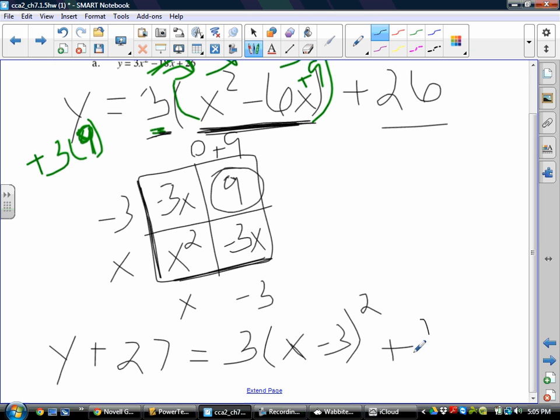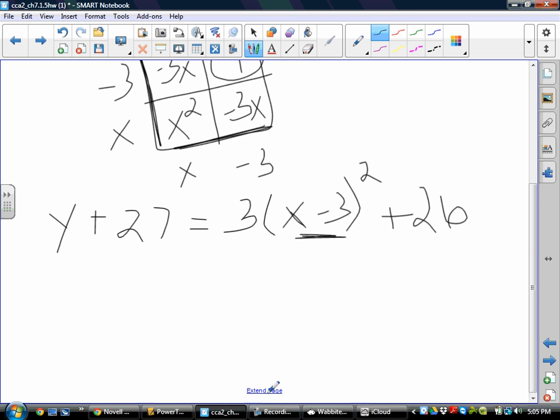over here. Okay, so the reason this 9 gets sucked into this square is that I'm not adding 9 to the 26. It becomes part of the square, so this is what was in the square, the 9 gets sucked into that. So I'm really just going to simplify this a little bit, so I have y, and subtract 27 from both sides.